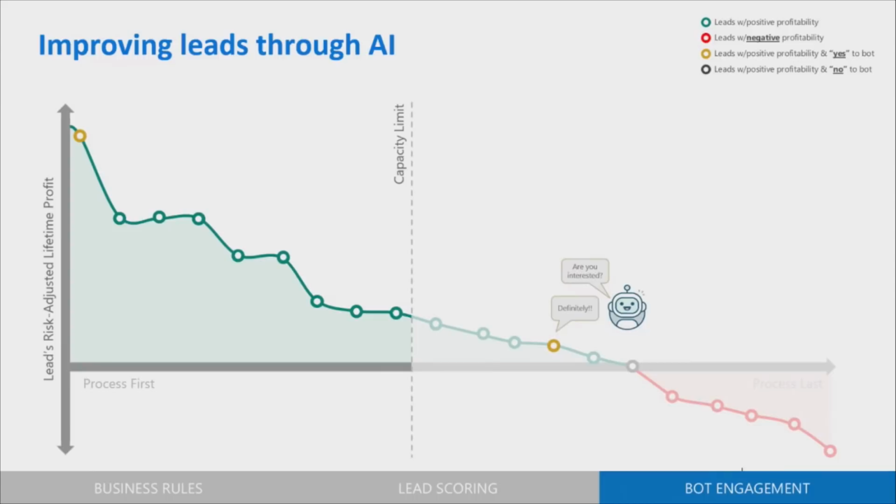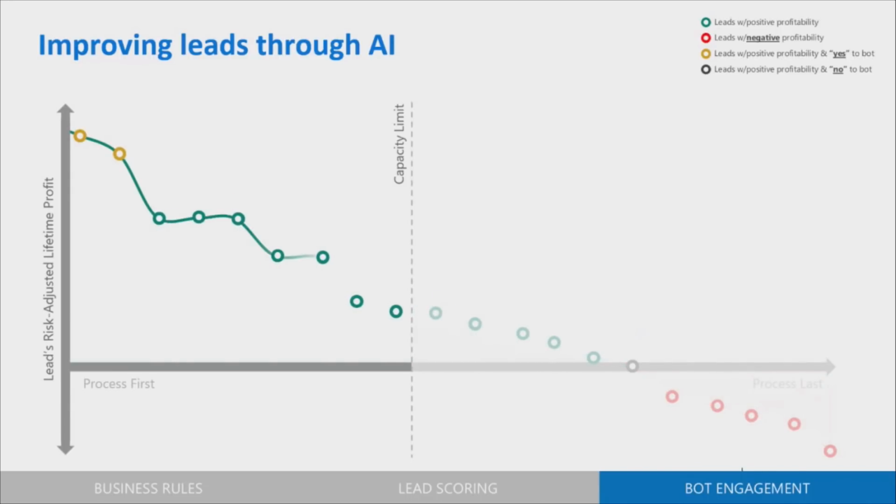On the flip side, our predictions could be wrong, and we could get a false negative. In that case, we would be missing out on revenue. So we deploy the bots on the lower end of the scoring spectrum as well. And a lot of times, we'll find leads that say, hey, actually, I am interested. We call these the diamonds in the rough.